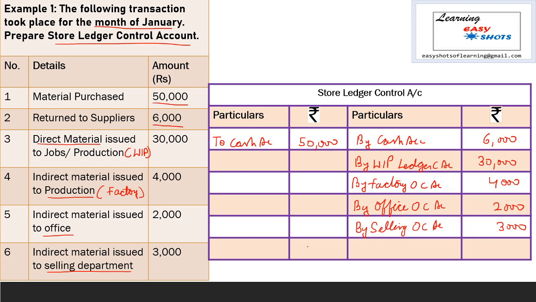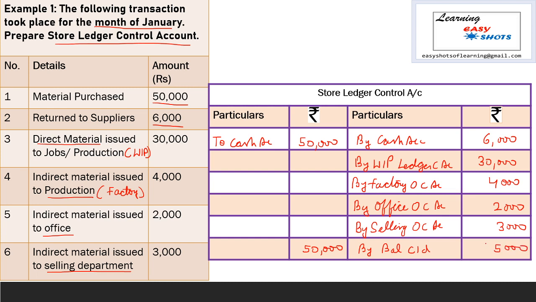Now the total material purchased by the company is 50,000 and material issued is 45,000. So our balance in the stores ledger control account is by balance carried down 5,000 rupees.